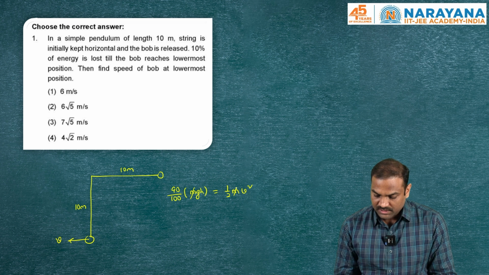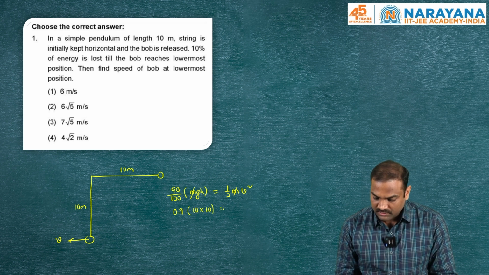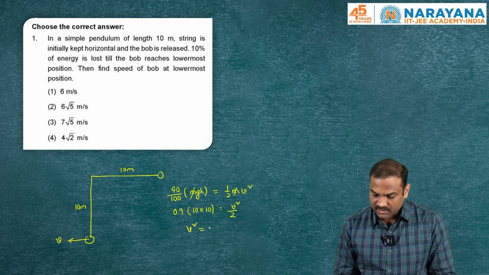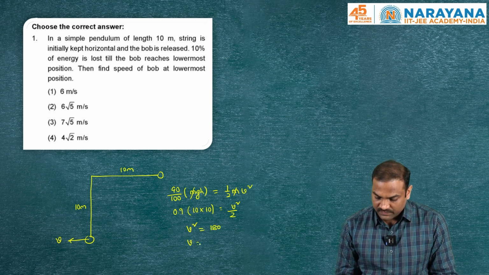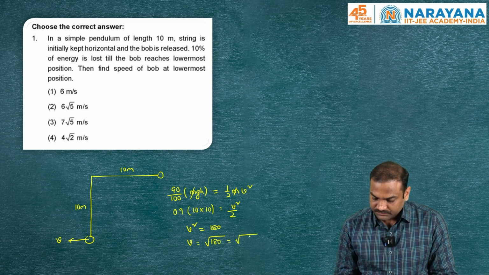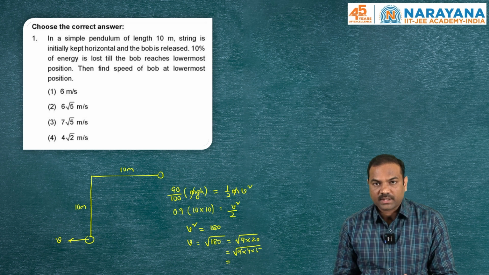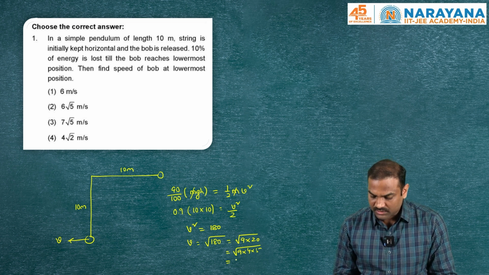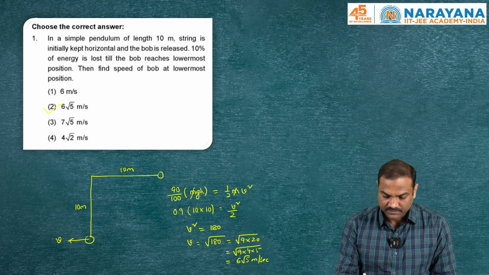So we can cancel the mass. Okay, so I can write this as 0.9 into g value 10, height value is 10 meter again, equals v square by 2. So v square is equal to 180, so v is equal to under root 180. So we'll get 9 into 20, which you can write as 9 into 4 into 5. So 9 will come out as 3, and 4 as 2, so 6 root 5 meter per second is the final answer.